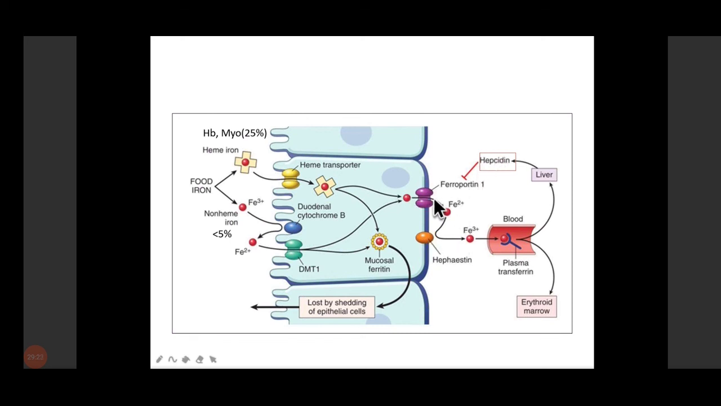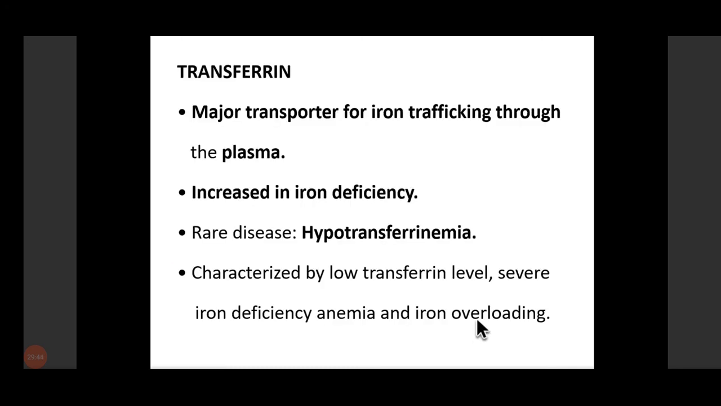There is an increase in hepcidin, so the ferroportin is inhibited. So with inhibition of ferroportin, what happens is that iron is not transported across to the plasma transferrin, so it is lost with the epithelial cells getting shed, and the mucosal ferritin is very high. This is the gist of anemia of chronic disease, but this is the normal transport which is happening in the epithelium.